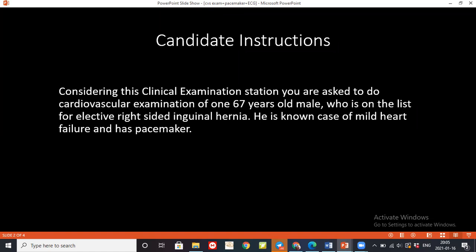Then I will start with the inspection. First I will inspect the hands, both fingernails, for the presence of clubbing, any stains that will show me that the patient is smoking, or cyanosis. Then I will also inspect the chest. In this case, maybe I will see a left infraclavicular scar.